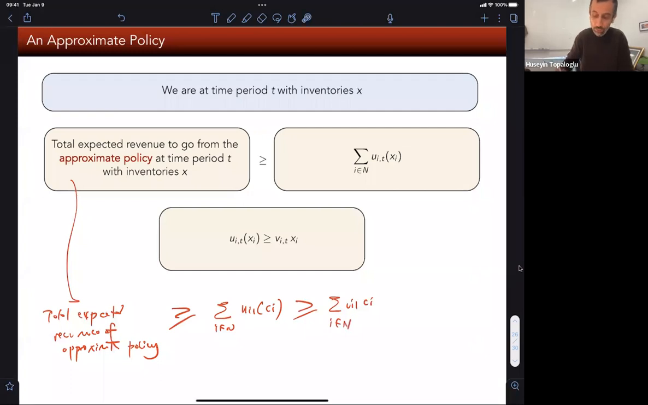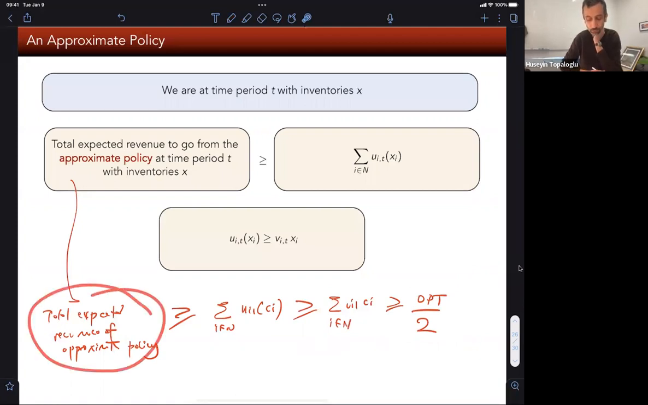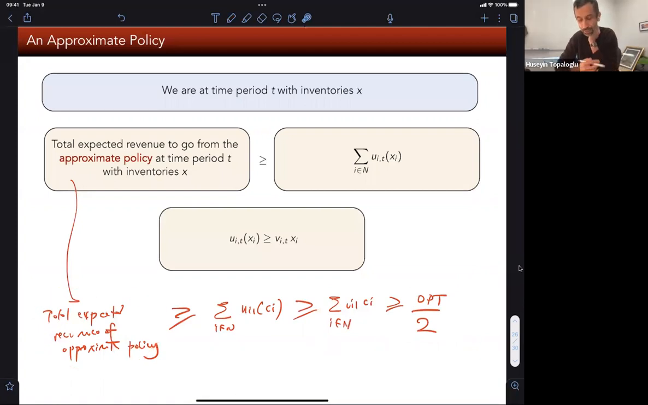And from the first part of the talk, we know that that is at least opt over 2. That is something we showed step by step in the first part of the talk. Okay. So then putting all these things together, the total expected revenue from our approximate policy with the capacity-dependent bid prices is at least half of the optimal total expected revenue. Okay, good. So then we have these policies.